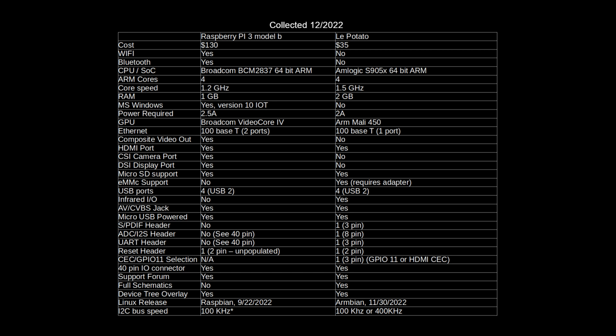The I2C bus speed, there appears to be a couple of issues with it on Raspberry Pi, whereas the Le Potato can run at the higher 400 kilohertz speed. I'm not sure about the Pi 3's 100 kilohertz I2C limit. This is kind of important for me because it's one of the use cases why I'm buying the board.